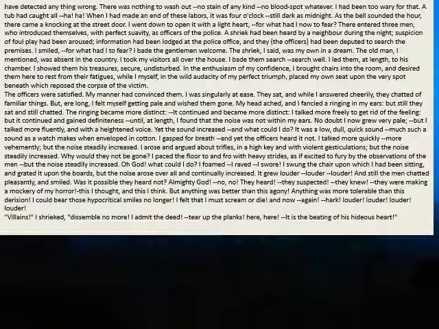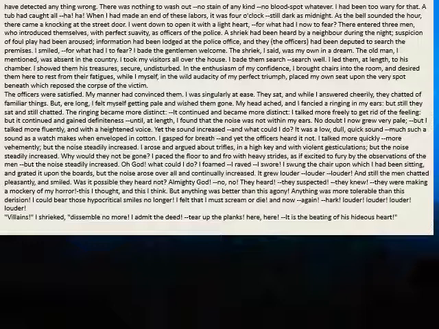But ere long I felt myself getting pale and wished them gone. My head ached, and I fancied a ringing in my ears, but still they sat and chatted. The ringing became more distinct. It continued and became more distinct. I talked more freely to get rid of the feeling, but it continued and gained definiteness, until at length I found that the noise was not within my ears. No doubt I grew very pale, but I talked more fluently and with a heightened voice. Yet the sound increased, and what could I do?